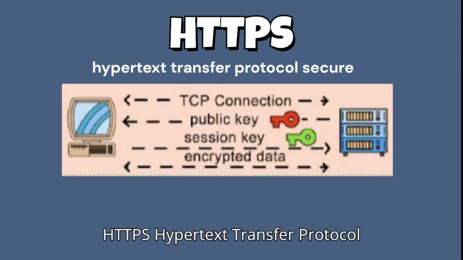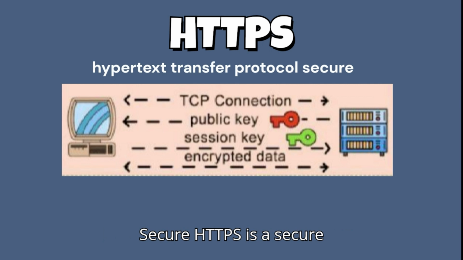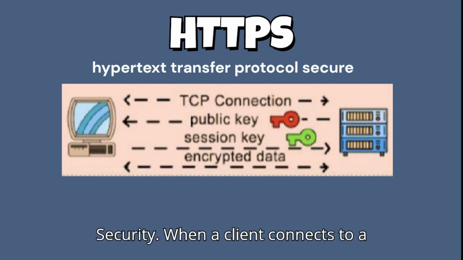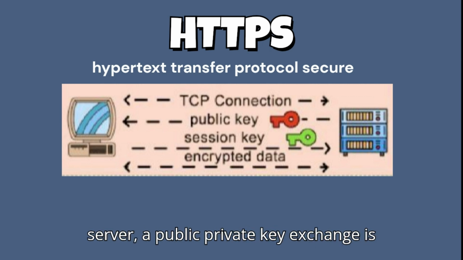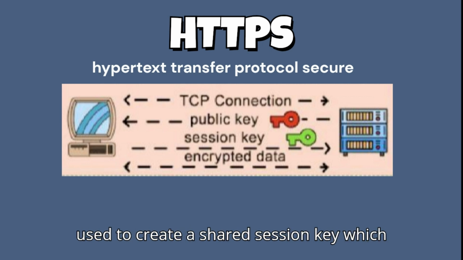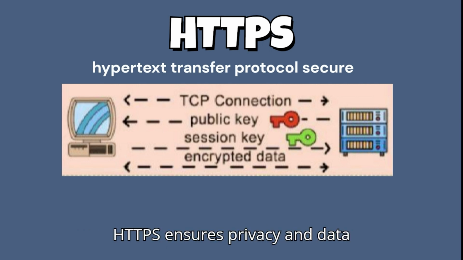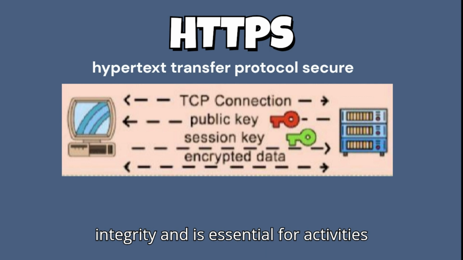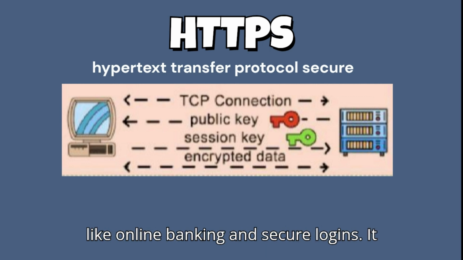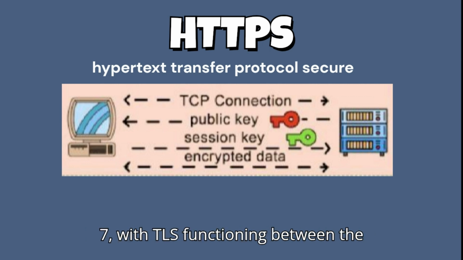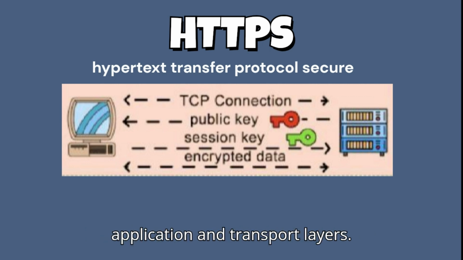HTTPS, Hypertext Transfer Protocol Secure. HTTPS is a secure version of HTTP that encrypts communication using TLS, Transport Layer Security. When a client connects to a server, a public-private key exchange is used to create a shared session key, which encrypts all transmitted data. HTTPS ensures privacy and data integrity and is essential for activities like online banking and secure logins. It operates at the application layer, layer 7, with TLS functioning between the application and transport layers.